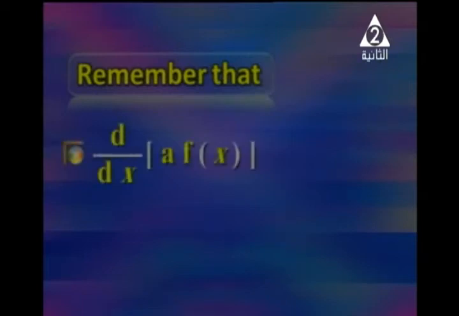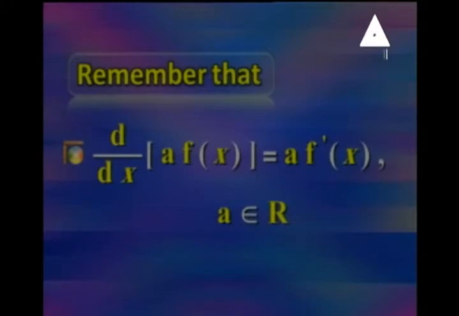Dear student, remember that number 1, d over dx of a times f of x equals what? Equals a times f dash of x. Remember, a belongs to R. What is R? Real numbers. When you find differentiation of constant times function, first we write the constant times differentiation of the function. Remember, this constant belongs to R.